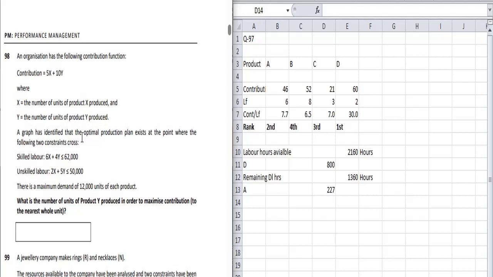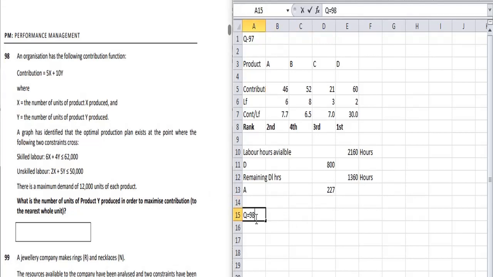A graph has identified that the optimal production plan exists at the point where the following two constraints cross: the skilled labor hours and unskilled labor hours. Okay, so the constraints have been given. There is a maximum demand of 12,000 units of each product. So from these constraints, how many equations can we form?